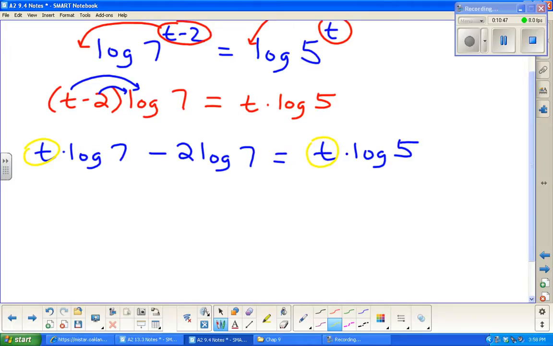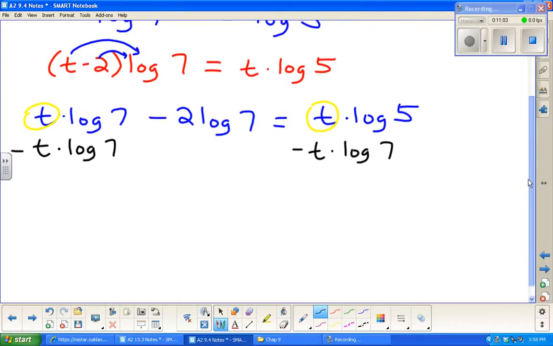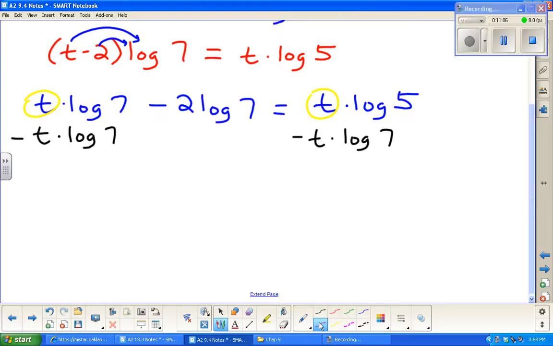Okay, so there's a couple ways to do it. We could subtract the t log 7 from both sides. Maybe we can do that just to make this one step here. If I subtract that from both sides, okay, let's see what we have here. On the left side of the equation, that just cancels out, so we still have negative 2 times the log of 7.